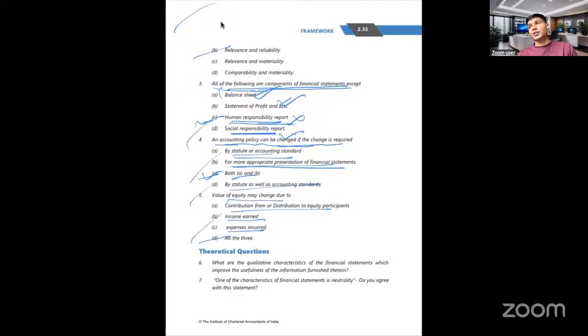Okay. Now we'll conclude the second chapter of Advanced Accounting, that is the framework for preparation and presentation of financial statements. Now we will start within half an hour to one hour. We will start the third chapter of Advanced Accounting, that is applicability of accounting standards. Thank you.